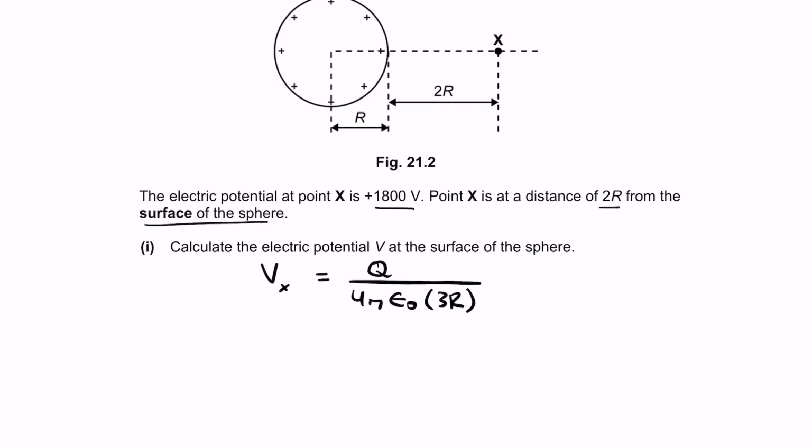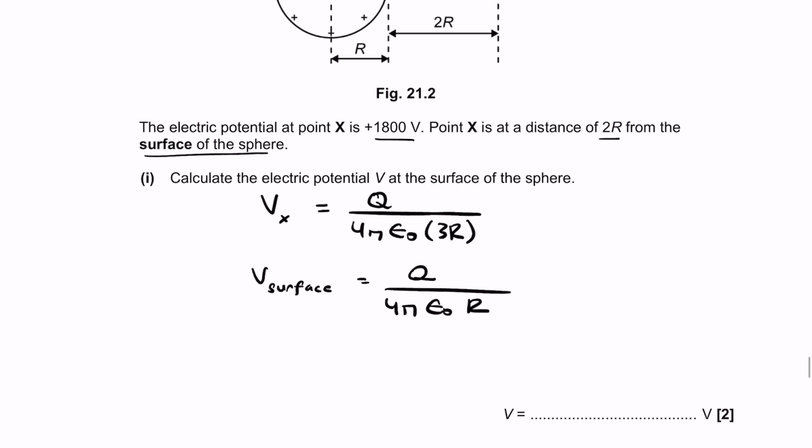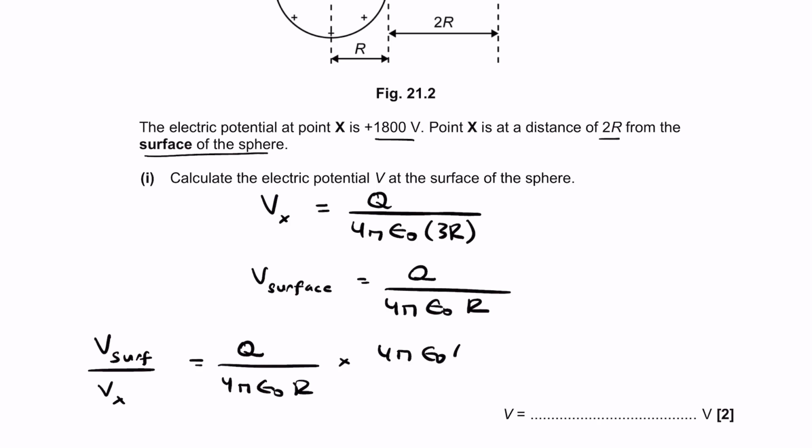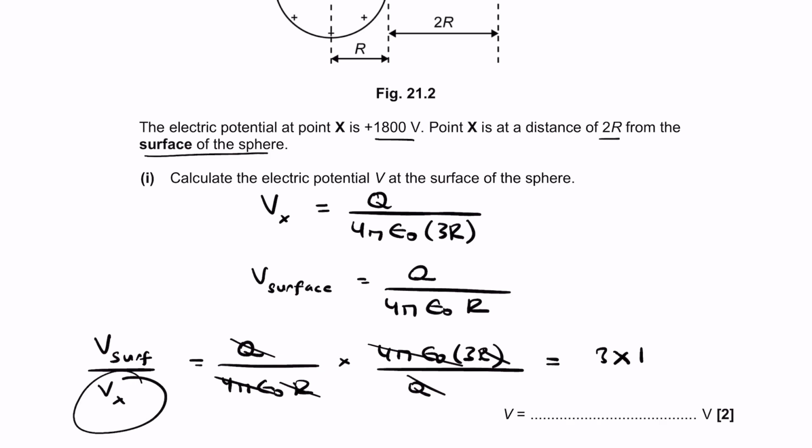And similarly, V at the surface is going to be Q over 4 pi epsilon naught times r. And if you were to compare V surface over Vx, we can simply cancel quite a few things out and flip it, of course, as we are dealing with two fractions. And it turns out to be simply 3 times, okay, because everything else cancels out. It turns out to be 3 times Vx, okay, so it would give me 5400 volts.